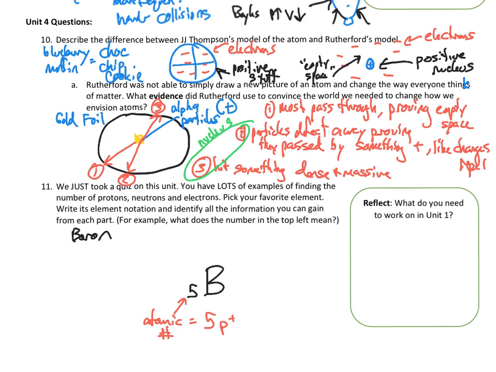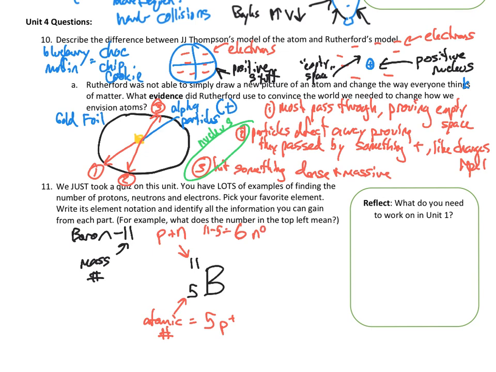So boron, let's say I'm talking about boron-11. Remember that 11 is the mass number. So where does that go in my symbol? Well, it goes up here. So that's my mass number. And my mass number is the protons plus the neutrons. So if I have 5 protons, how many neutrons do I have? Well, I've got 11 minus 5, or 6 neutrons.